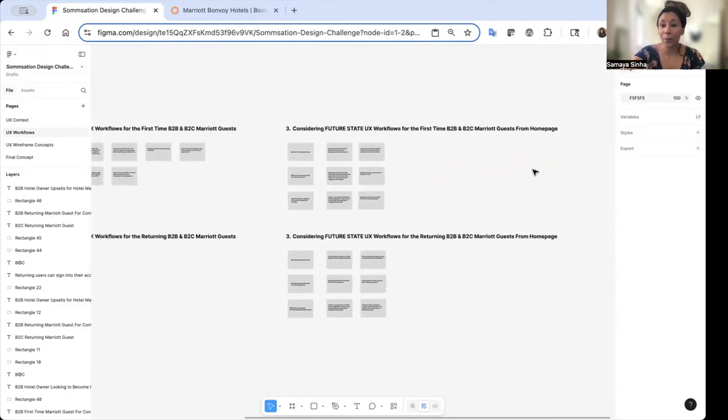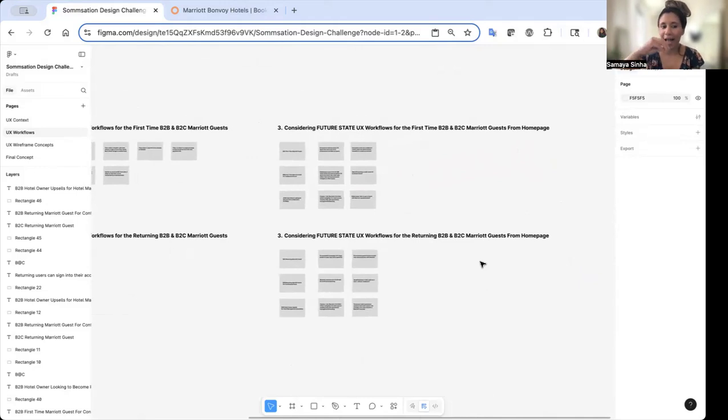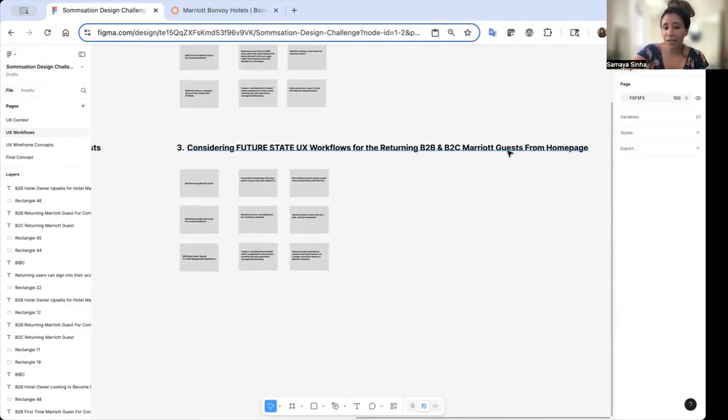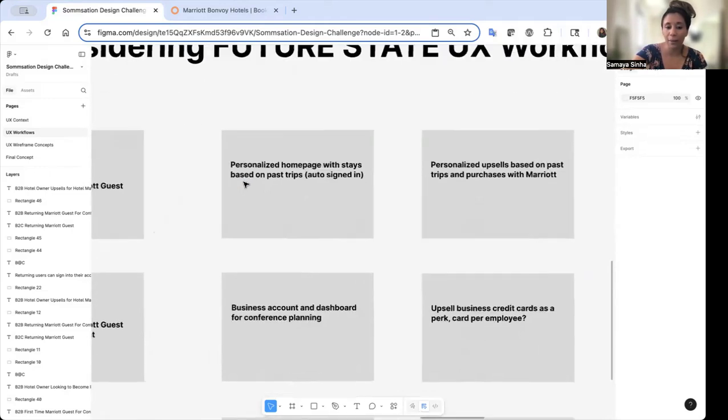So you can see the scope is still really big at this stage, and you'll see as I start to get into wireframes, I narrow the scope even further. And then I started to consider future state workflows for returning guests. So I started to think about personalized home pages with stays based on past trips. Airbnb does this for me.